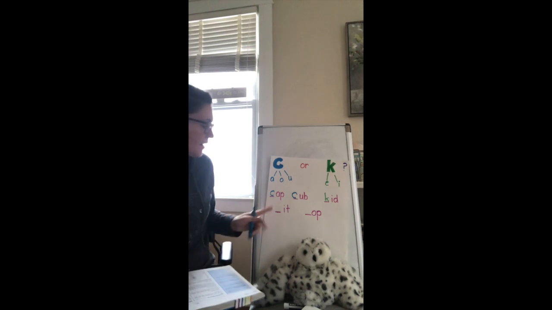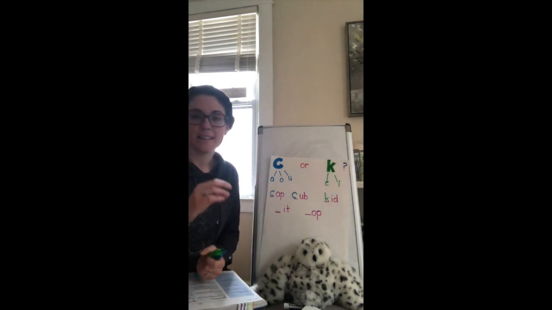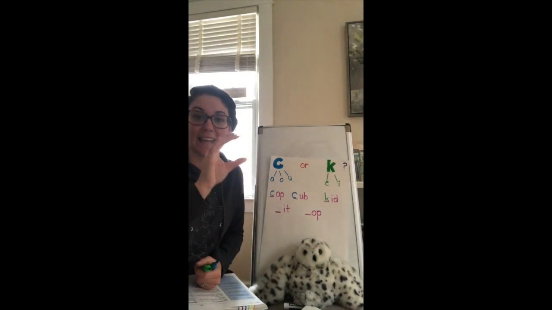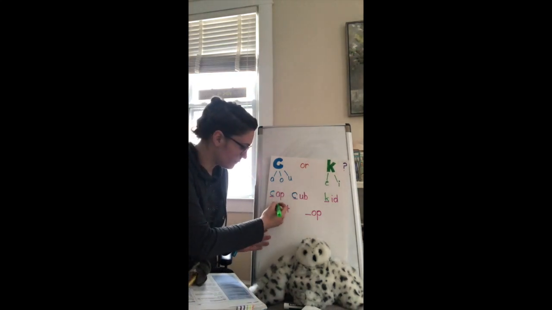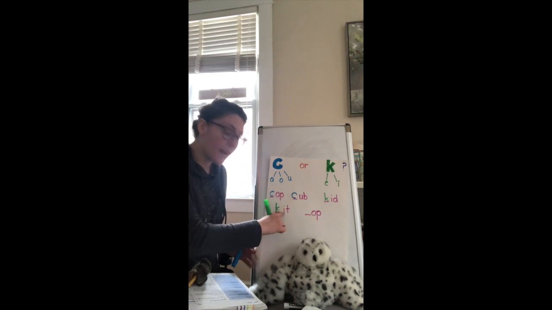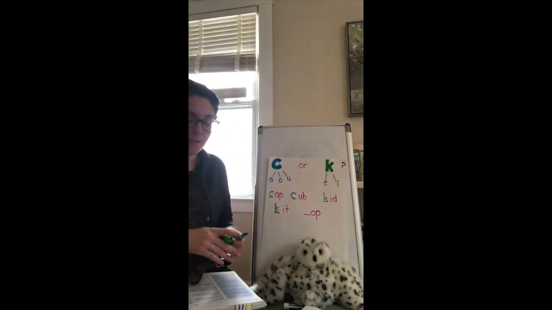Then we have our next one, kit. Let's tap out kit. K, i, t. I again. I means it's a K word. So kit begins with a K because the sound after K is an i sound.